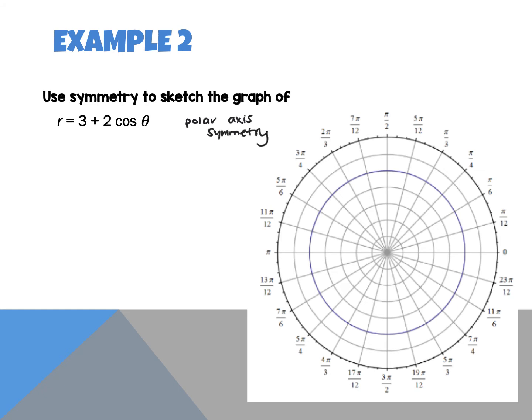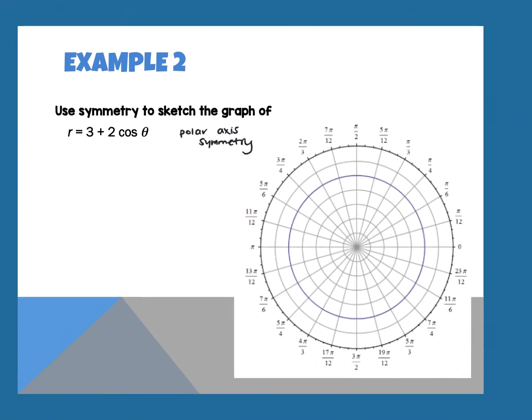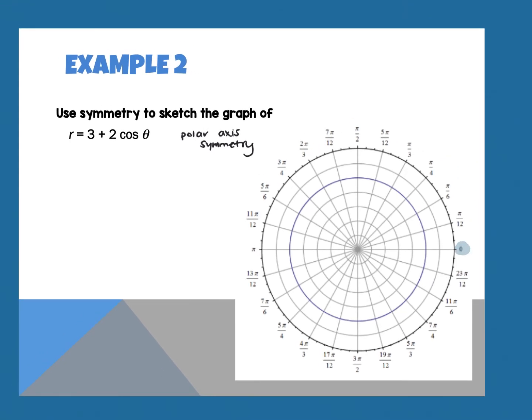Which means I'm going to pick to plot some points. I always do my quadrants. So I'm going to do 0, I'm going to do pi over 2, I'm going to do pi. But then I'm going to plot maybe a couple points in between, and then I'm going to duplicate it over the axis. So let's say I do pi over 6, pi over 3, 2 pi over 3, and 5 pi over 6. Then all of those points I got at the top, I'm going to flip and also do at the bottom because this is symmetric to the x-axis, which is the polar axis.